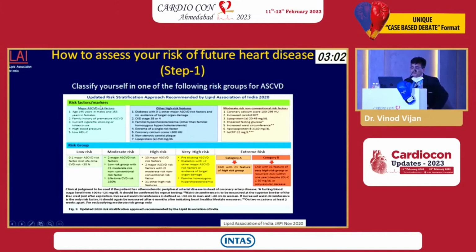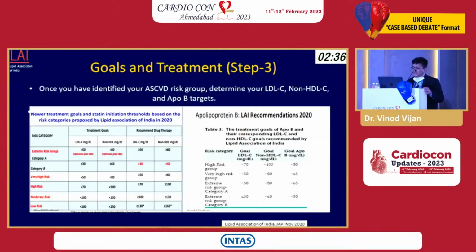So you see, this is what you should be having, all of you, in your mobile, and these are the risk markers. So our patient has already got ASCVD, he has a family history, he has a low HDLC, and if you see all these categories, if you fill them in, he comes into the extreme risk category A. Worse than that is category B, where in spite of the best treatment, he keeps on getting recurrent ischemia. So when you see this type of patient, what are your treatment goals?